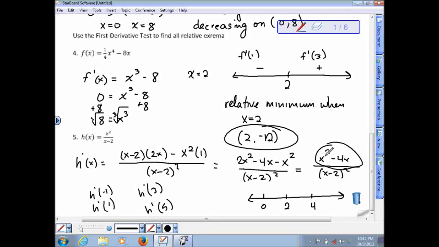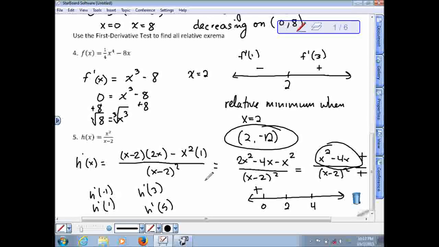So if we plug in a -1, -1 squared is positive. -4 times -1 is positive. So we have a positive in the numerator. Now, the denominator is being squared, so regardless of what happens in the parentheses, squaring it always becomes positive. So the denominator will always yield something positive. Positive divided by a positive is a positive interval.